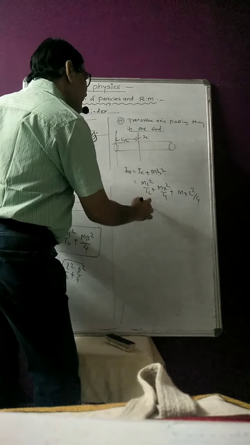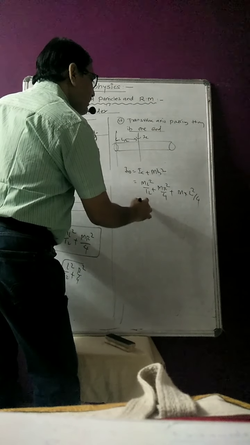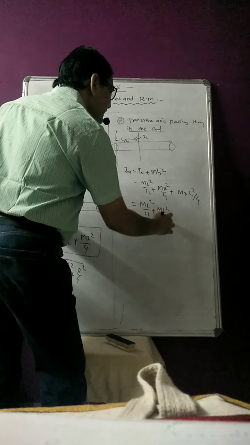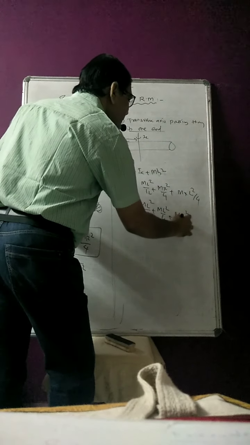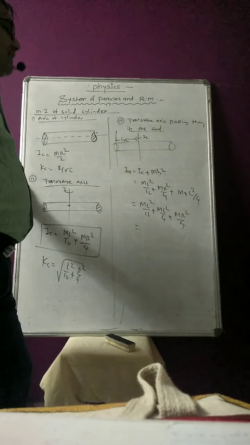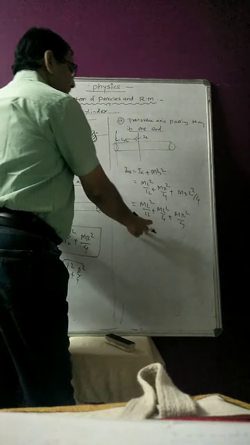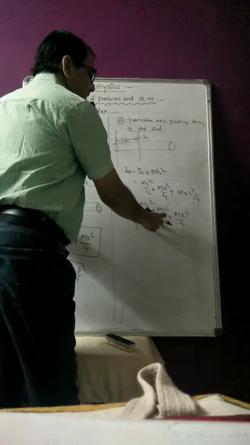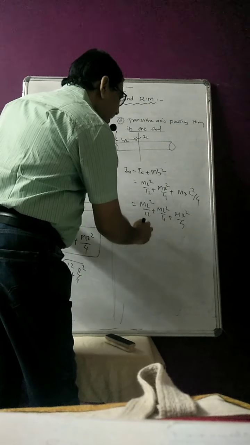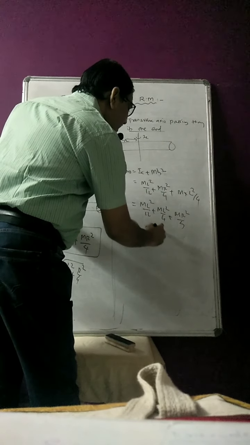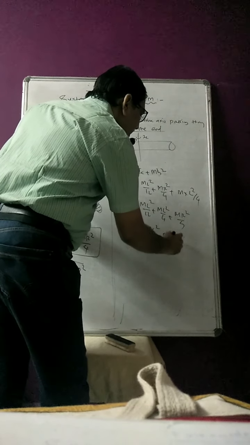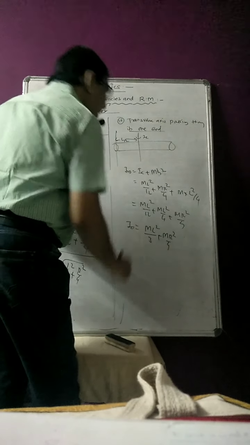So here ml square by 12 plus ml square by 4, if I take them together, then your answer becomes as follows. If I take LCM as 12, 12 ones are 12, 4 threes are 12, so 3 ml square plus ml square, 4 ml square by 12. 4 ml square by 12 means ml square by 3, plus mr square by 4. So that will be IO.